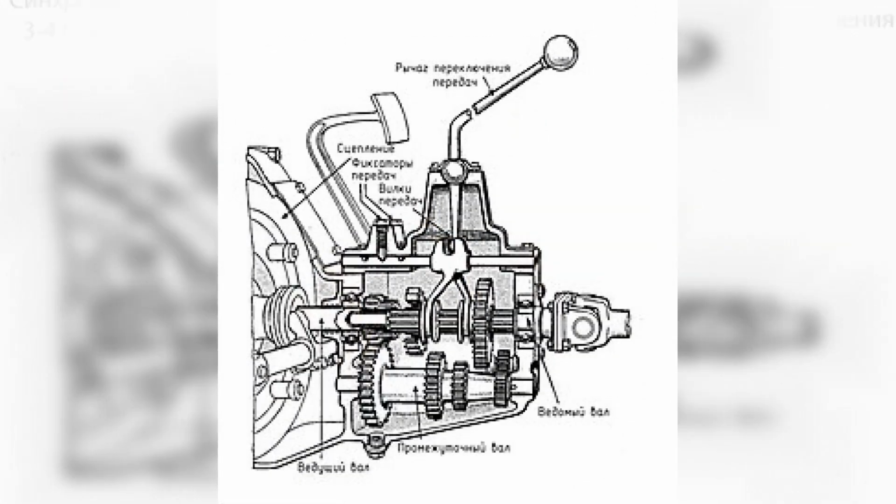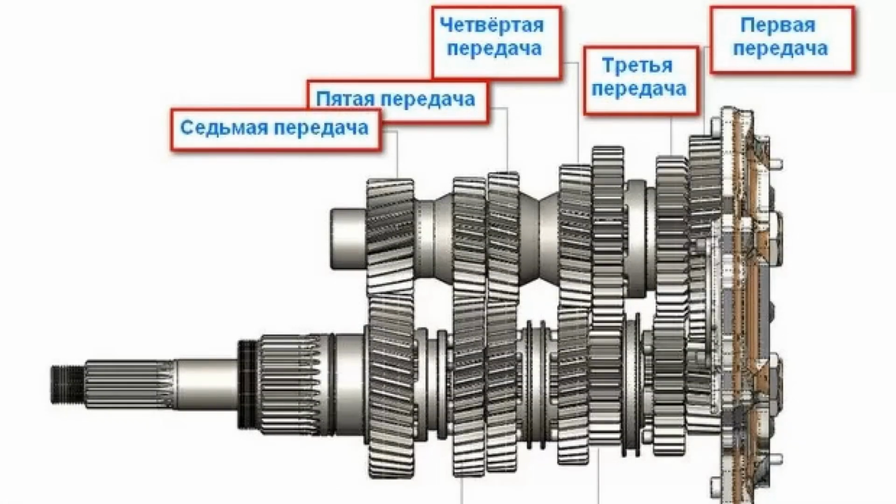Let's say you have an input gear with 20 teeth interacting with an output gear that has 10 teeth. To rotate the 20-tooth gear once, the 10-tooth gear must make 2 complete rotations.